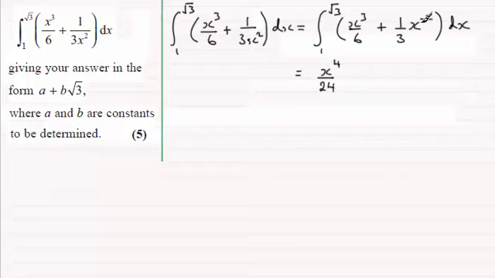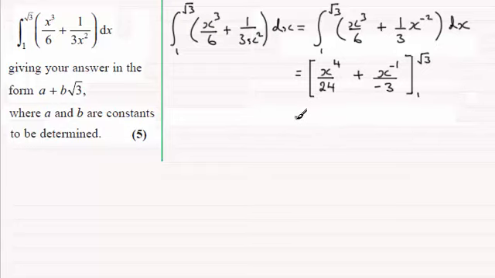With this term here, adding 1 to the power gives us x to the power minus 1, and dividing by the new minus 1 gives us 3 times minus 1, which is minus 3. There's no constant of integration in here because we've got limits. It's a definite integral. And those limits then go from 1 to root 3.